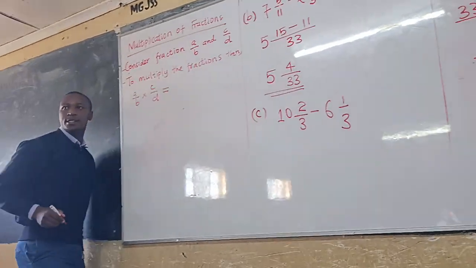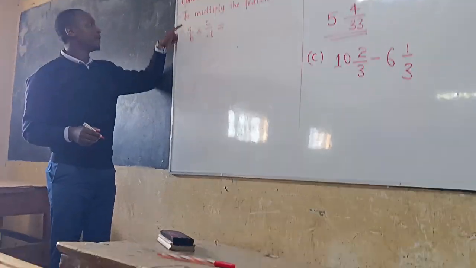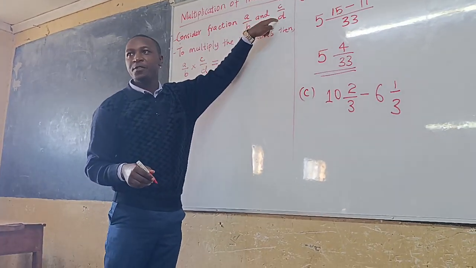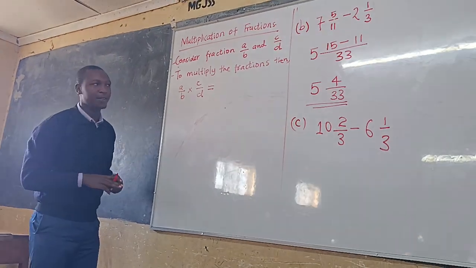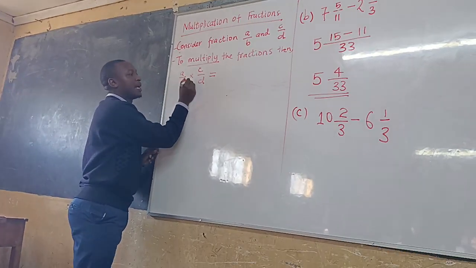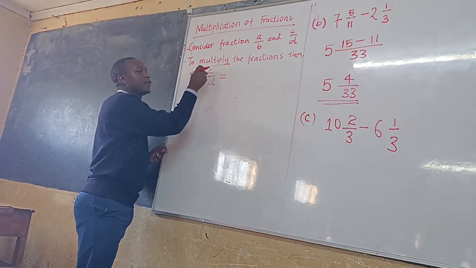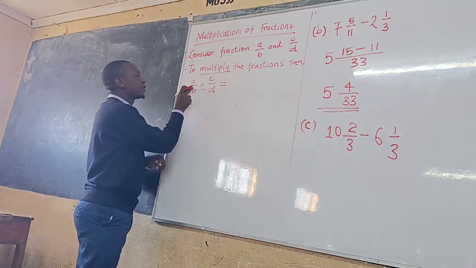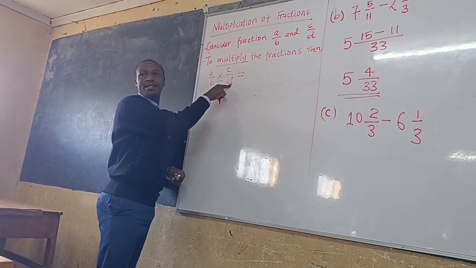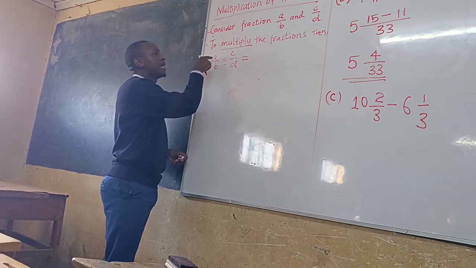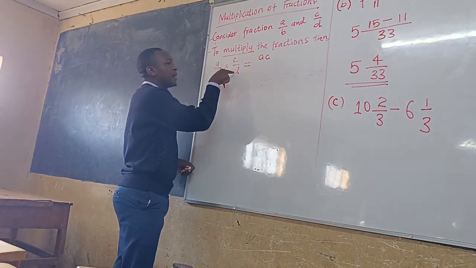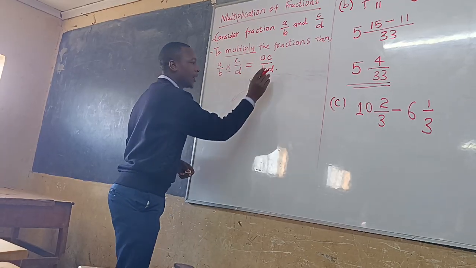And the answer for this, look. Consider a fraction a over b and fraction c over d. Those are just general fractions. If you want to multiply the two fractions, then you say a over b times c over d. And the answer is going to be, you multiply the numerator and the denominator separately. In this case, it's going to be a times c, which is ac, and b times d is going to be bd. Now let's do an example.